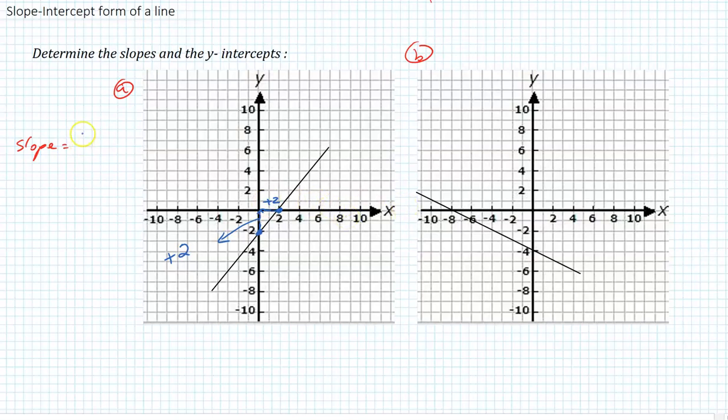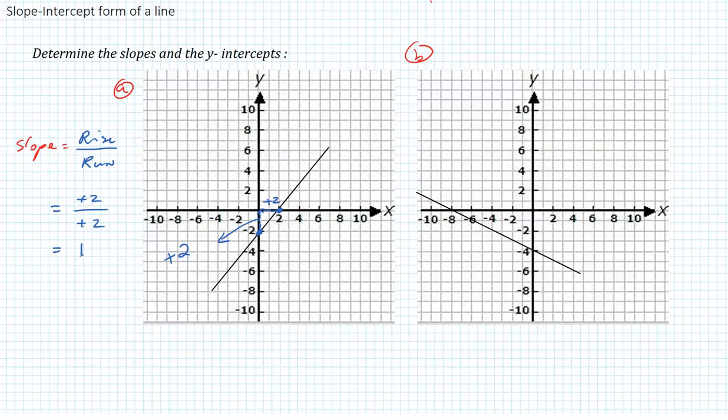And then the slope was rise over run. So what was the rise? It was +2. What was the run? +2. What is 2 over 2? That is 1. So the slope of this line is +1. Great. Now go through the next one.